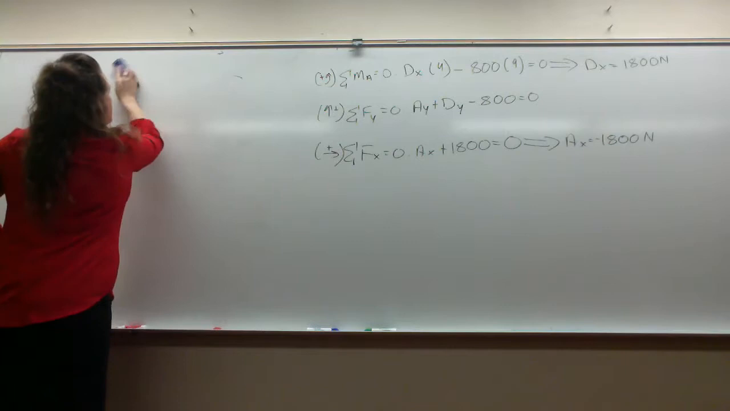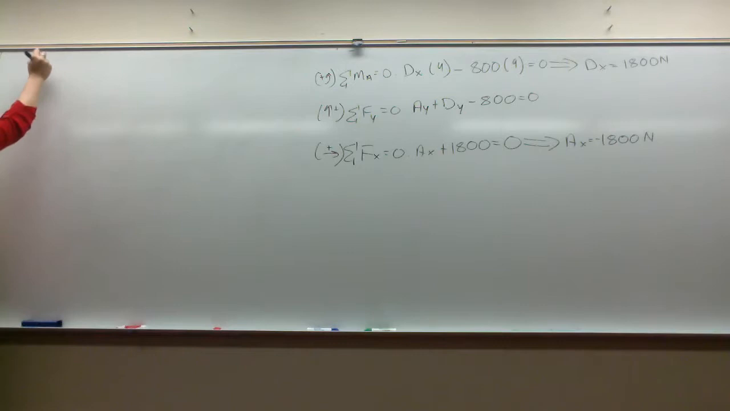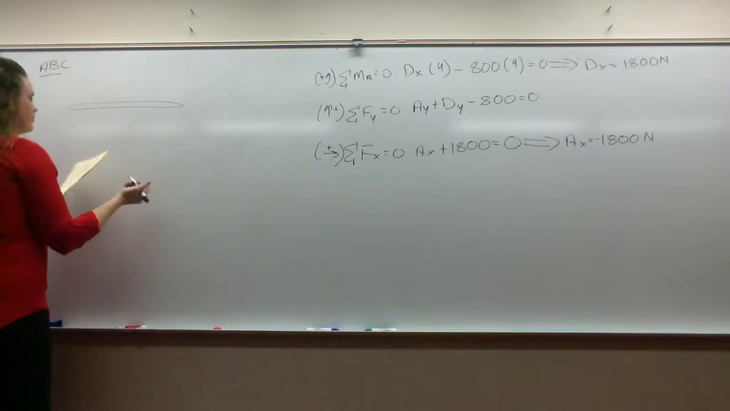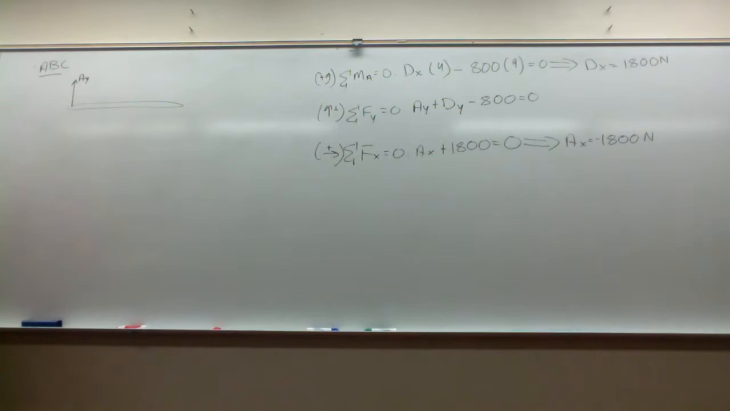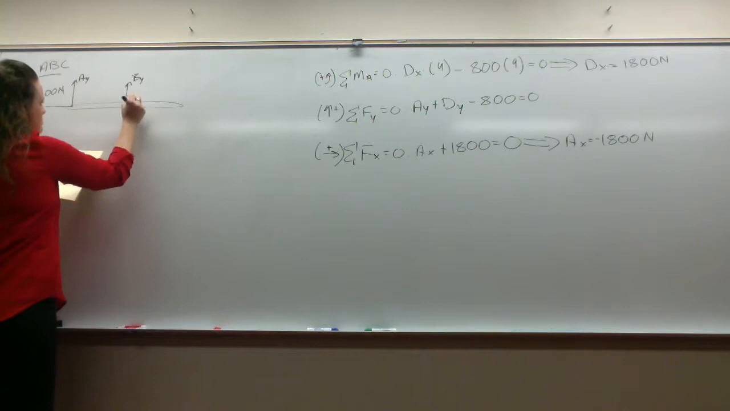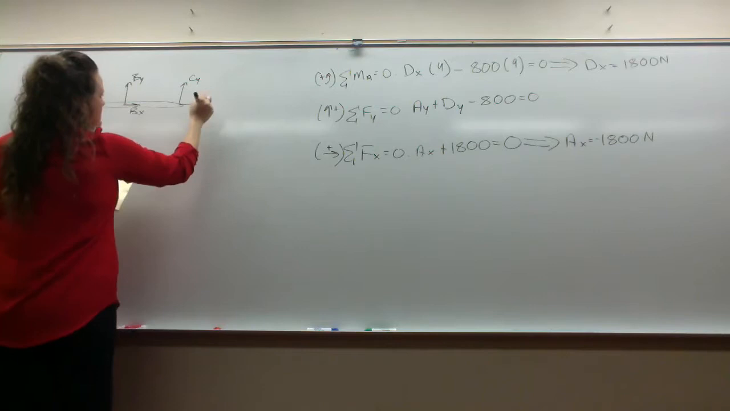So I'll start with ABC, that top horizontal member. If we draw our forces on there, we have AY, which we don't know yet, and AX. I'm going to update my sign: 1,800 newtons in the negative i. I have a force at B, a constraint at B, and a constraint at C.